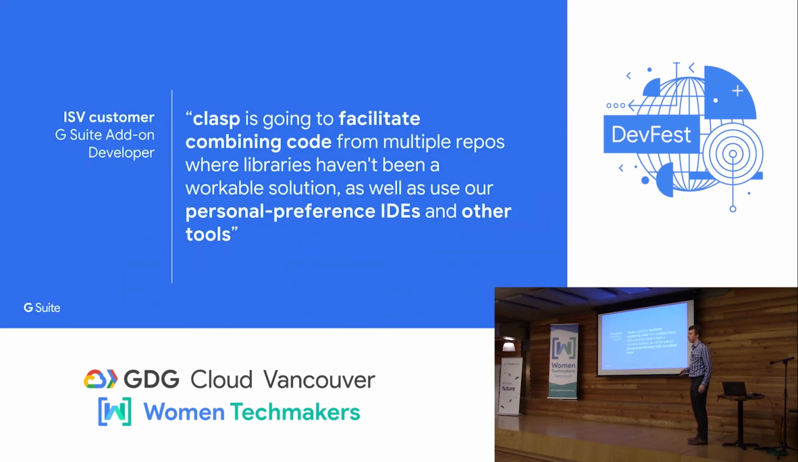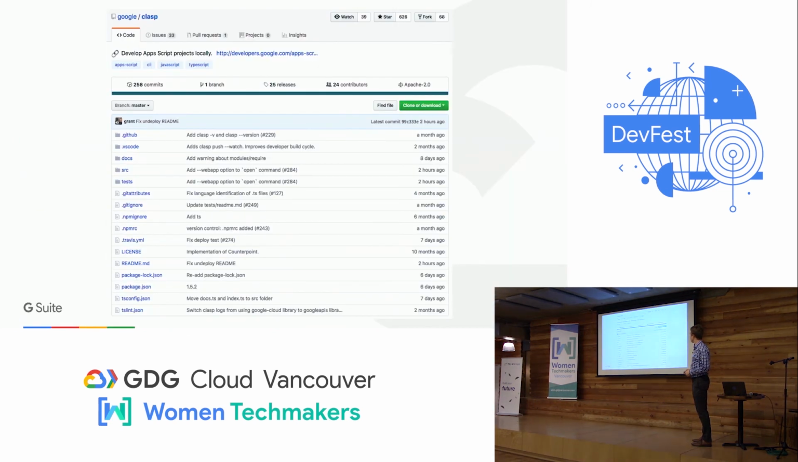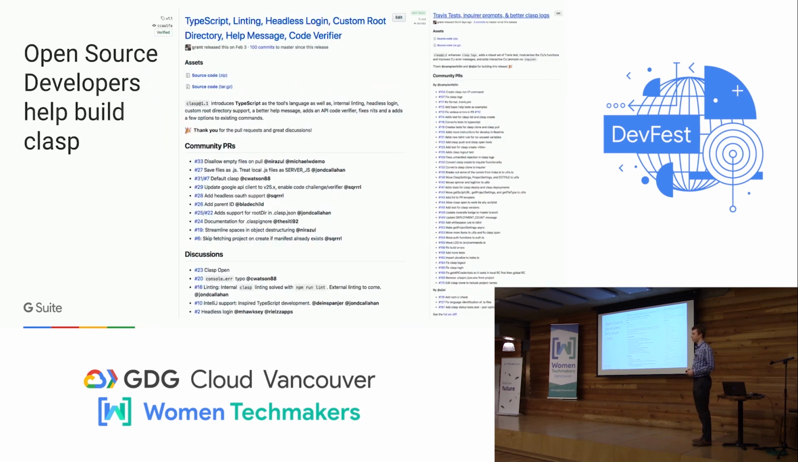Some ISV customers like it. This one stated at Google Cloud Next said Clasp was going to facilitate combining code from multiple repositories where libraries haven't been a workable solution, as well as use our personal preference IDEs. And Tim Johns also wrote some nice things too. It's available. Just go to github.com/google/clasp, and you can see how to use the tool. Open source developers have really helped build the tool, which is really awesome.